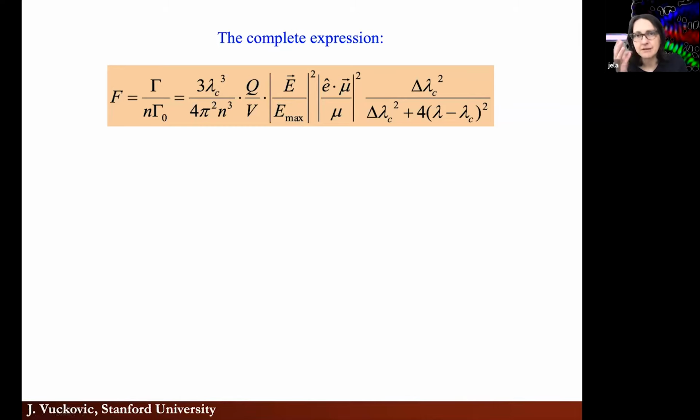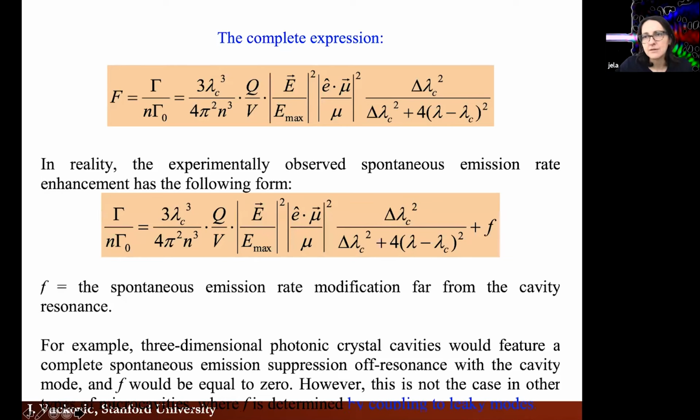I'll show you experimental results. If you put it at the location of the field maximum, but it's orthogonal to the field polarization, it's not really going to be enhanced. And also, as we were discussing, it depends on where it is relative to the cavity resonance. If you detune it relative to the cavity resonance, then you are also not reaching the maximum spontaneous emission rate enhancement. Okay?